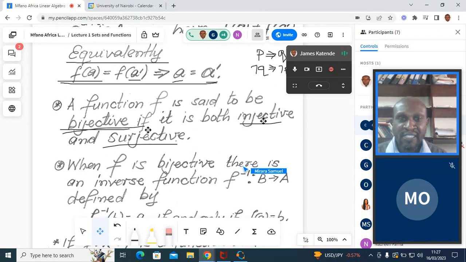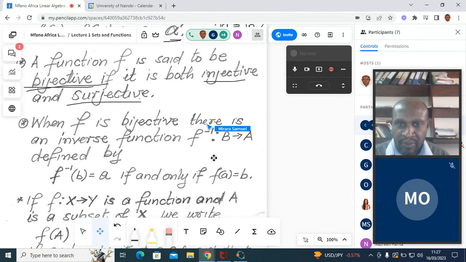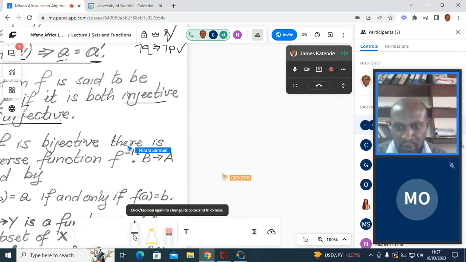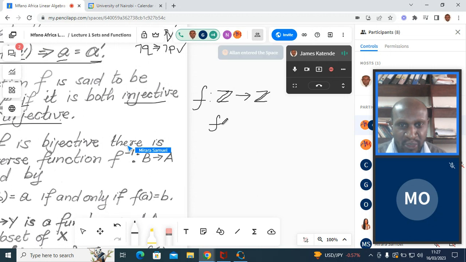So a function that satisfies these two properties is said to be bijective. So an example: suppose we consider a function from the set of integers to itself. We define the function as follows. We take f of x to be equal to, say, x plus 1. So it picks an integer and adds 1 to the integer.